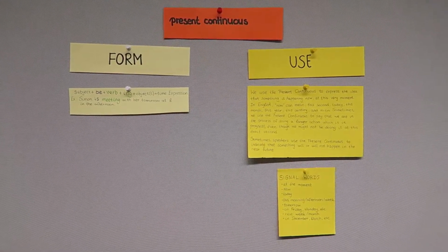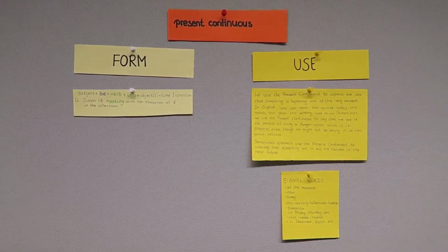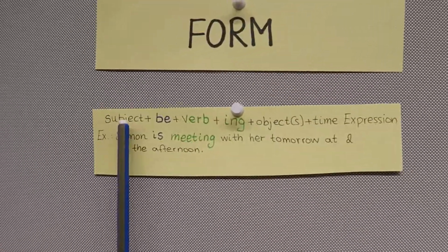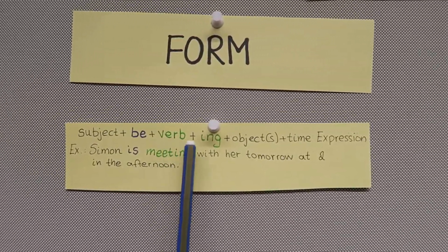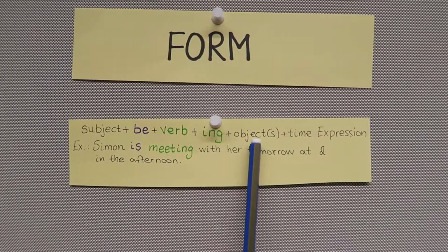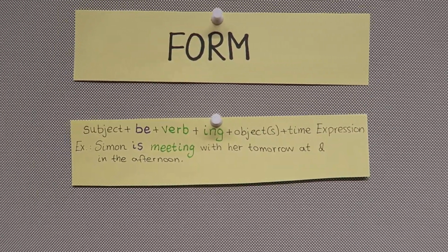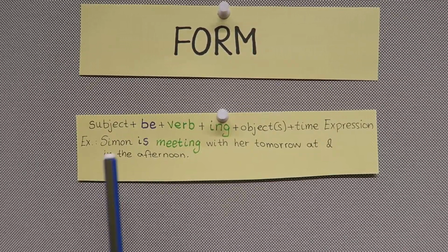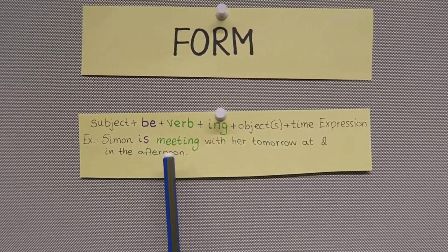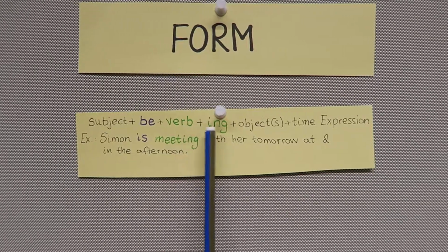Our next tense is the present continuous. First, the form. We have the subject plus be plus the verb with the ending ing plus the objects plus the time expression. For example, Simon is meeting with her tomorrow at 2 in the afternoon. Here is the form of to be, and meeting is the verb plus the ending ing.